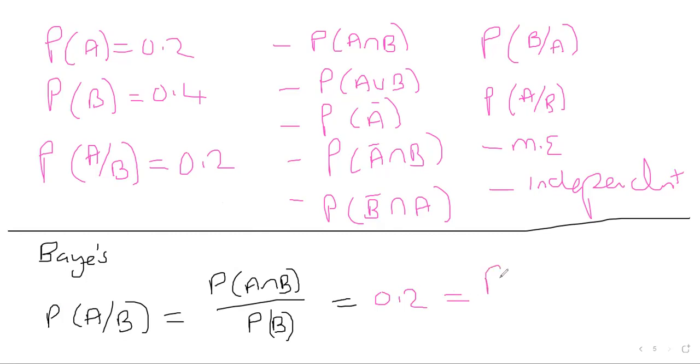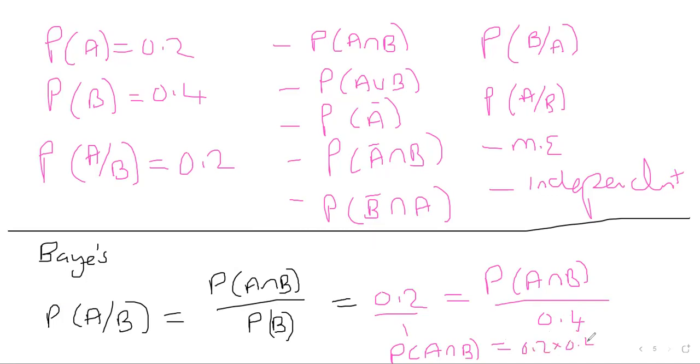Equals the intersection, which we don't know, but we've been given the probability of B. Our probability of B is 0.4. So we cross multiply this by that, 1 times that. Here we have A intersection B, because when we multiply by 1, it still remains A intersection B. Then we multiply 0.2 by 0.4 and we get 0.08. So this is how we find the intersection.